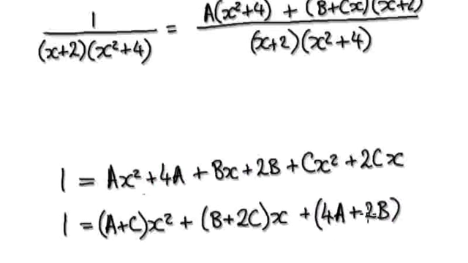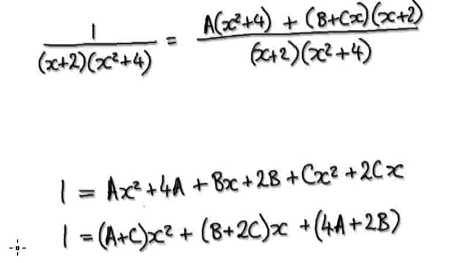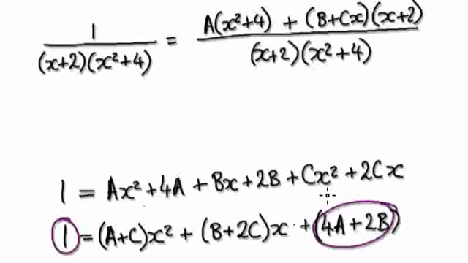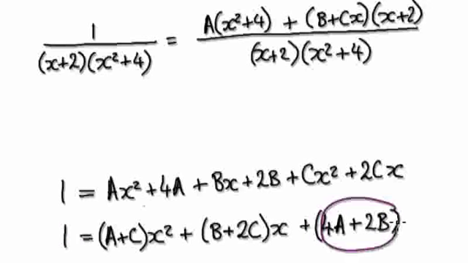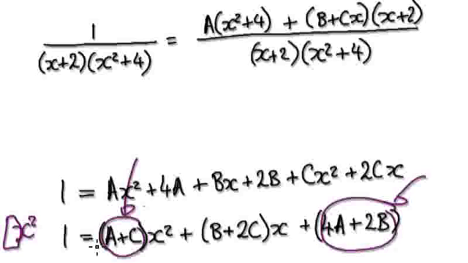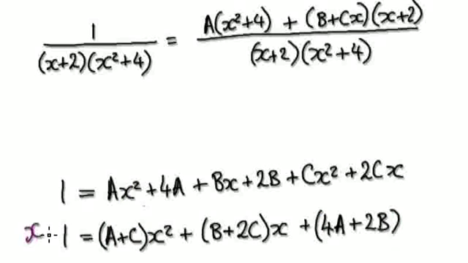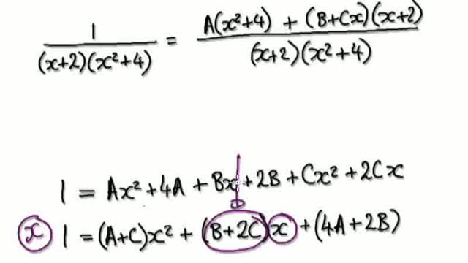So now if you look on the left hand side, there is no x squared. On the right hand side, this here is a constant. You see, this here is a constant, so you know that this has to be 1. And then if you look on the left hand side, there's no x squared term, so this here must be 0. And if you look on the left hand side, there is no x term, so this here must be 0.